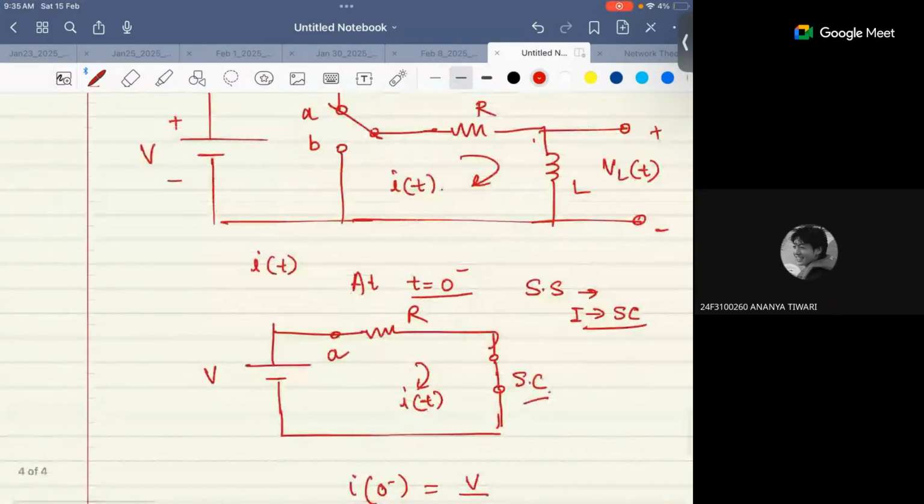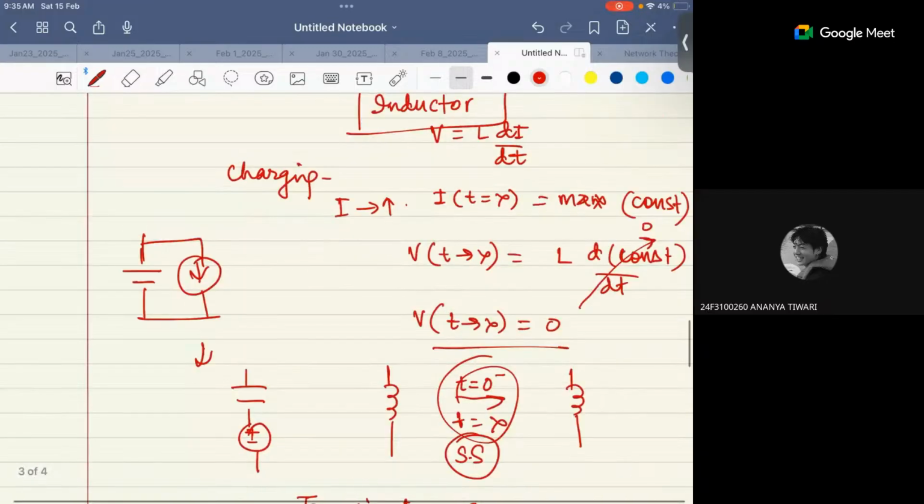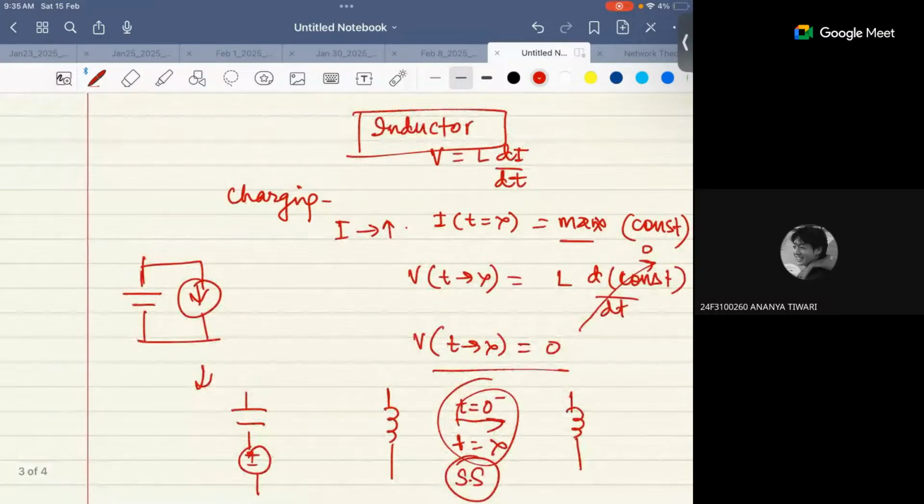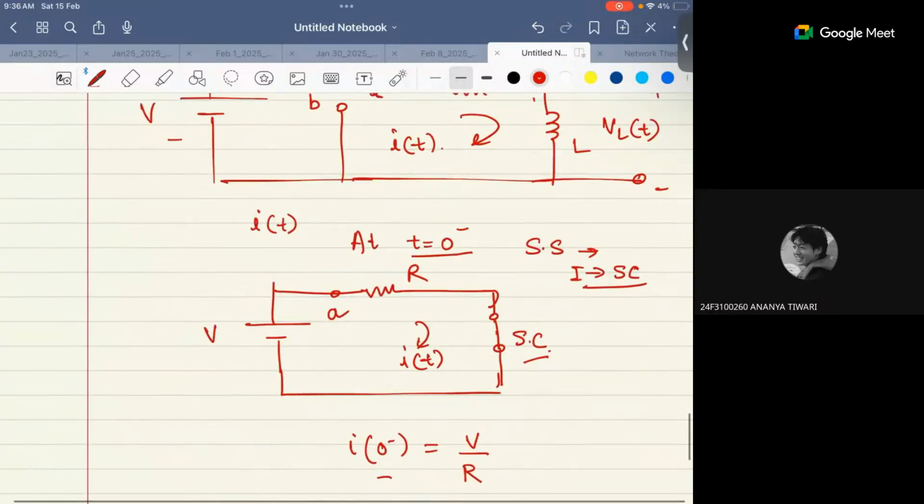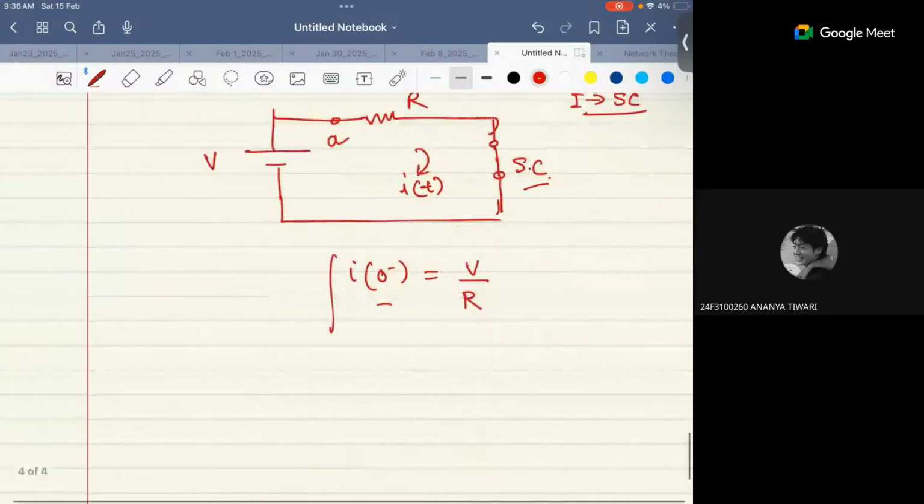That's why we can change this inductor to a short circuit. As I told you, at steady state, the current will be maximum. Here, from minus infinity till 0 minus is also a form of steady state, since it takes infinite time to reach 0 minus. So at that time the current is constant and the voltage will be 0. So at 0 minus, I can replace the inductor with a short circuit and calculate I of 0 minus.